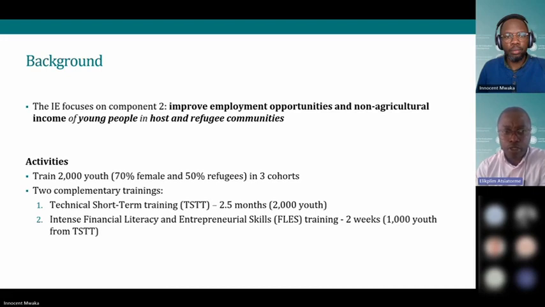There were 2 main components of the training, which were technical short-term skills training, and in addition to that, an intense financial literacy and skills training, which was done for 2 weeks in addition to the technical skills training. This was a particularly selected group out of those who participated in the main training, just to give them some extra training in financial literacy skills.